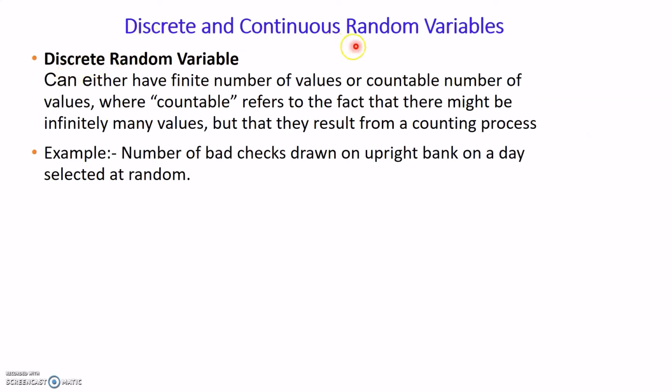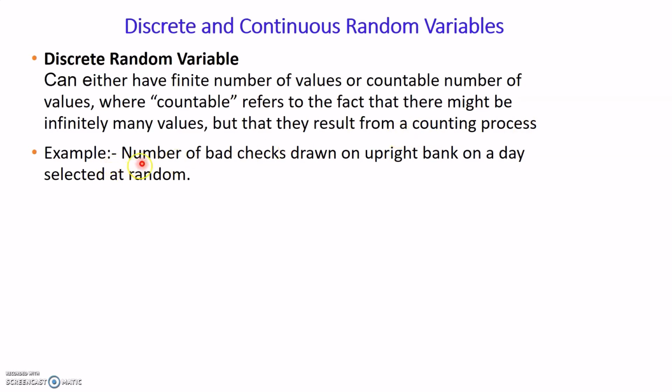Now we see discrete and continuous random variables. These are the two flavors that random variables come in. One is called a discrete random variable, and I hope you already have the idea of what a discrete variable is. We have learned this in chapter number 2. A discrete variable is a variable which can have distinct values, which are separate from one another. So a discrete random variable can either have a finite number of values or a countable number of values, where the word countable, a technical word, refers to the fact that there might be infinitely many values, but they result from a counting process. This is important. It's a counting process. You get this value as a result of the counting process.